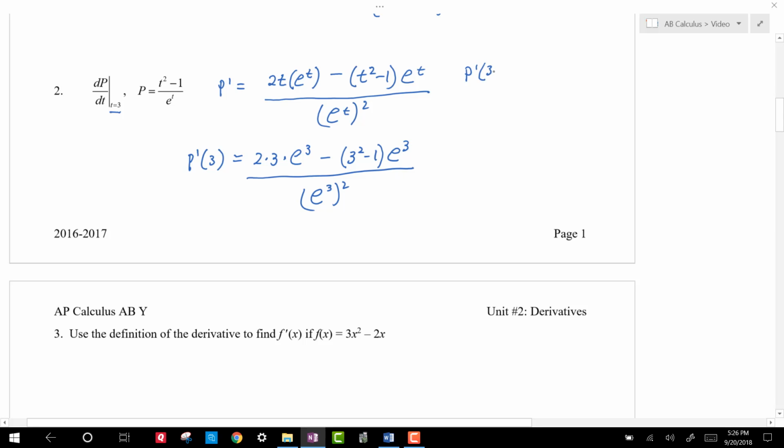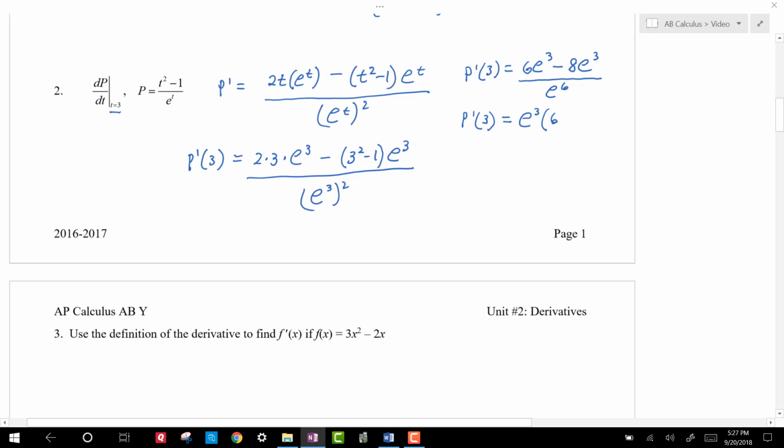We get p prime of 3 is equal to, we've got 6e cubed for the first part. In the second part, we've got 9 minus 1, which is 8, so that's going to be negative 8e cubed, all over (e cubed) squared, which is e to the 6th. In the numerator, I can factor out an e cubed. I'm not going to be able to cancel anything else, so I'm just going to factor out an e cubed. That's going to leave me with 6.